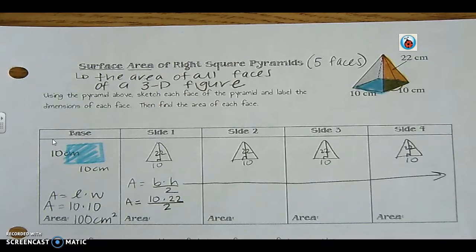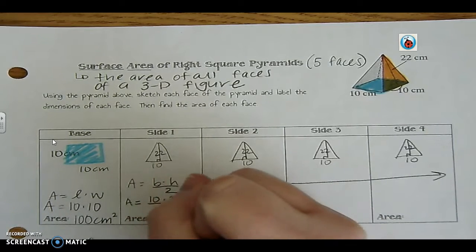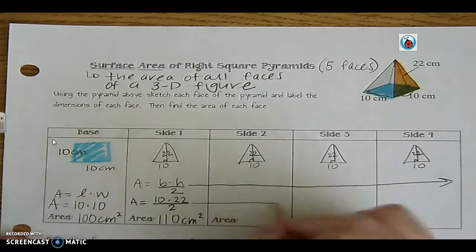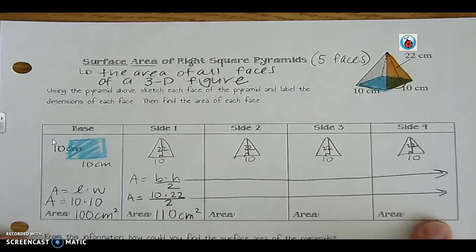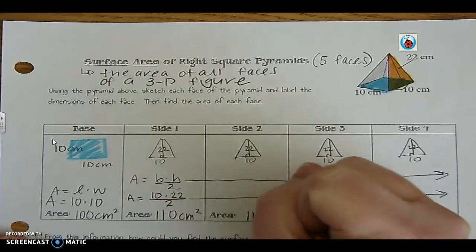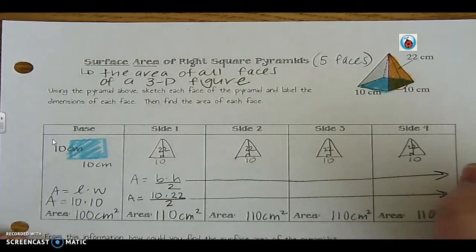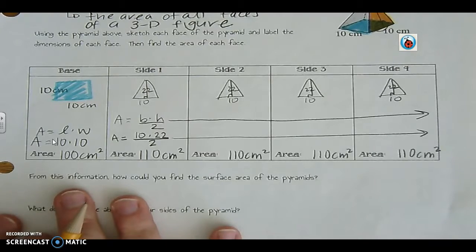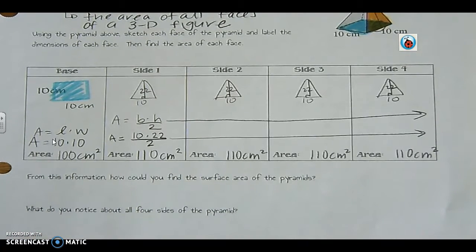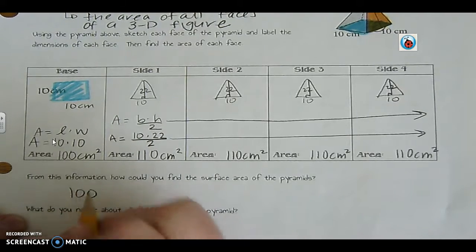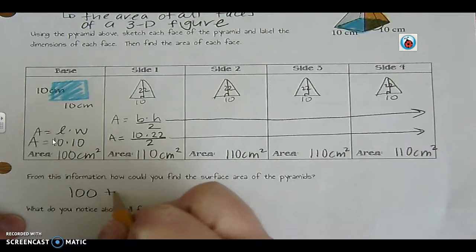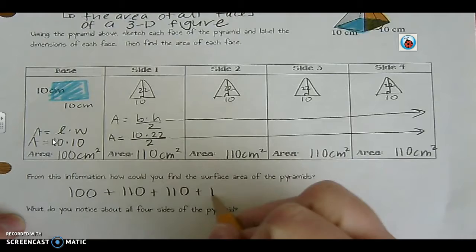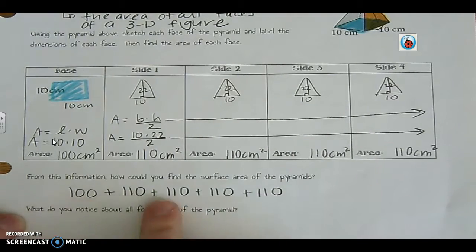Now we can calculate the area of each triangle. So I just multiply 10 times 22 and then divide by 2. And I get 110 centimeters squared. Well, because the formula is the same for all of them, that means every area is also the same. So I have 110 centimeters squared, 110 centimeters squared, 110 centimeters squared. So it says, from this information, how could you find the surface area of the pyramid? Well, I have one square, which is 100, and I've got 4 sides that are 110, which gives me all 5 faces.